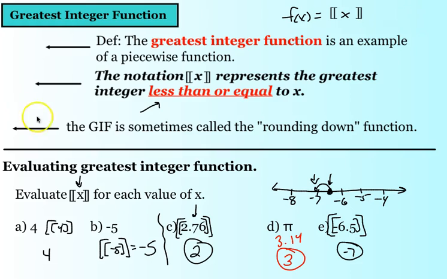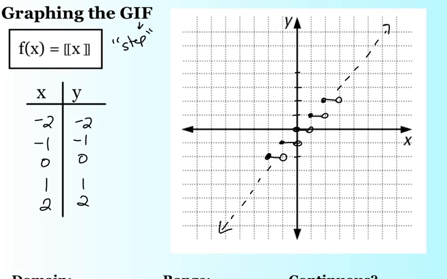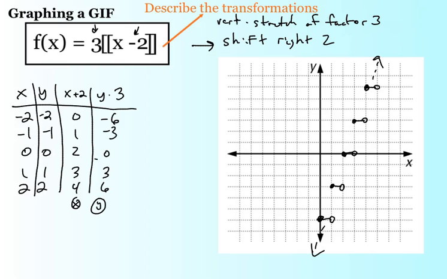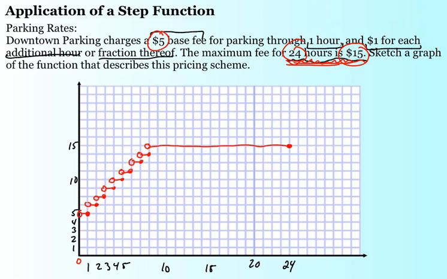So once again, you got to be able to just evaluate. Like if you know you're doing a greatest integer and it's 2.76, you know the answer is 2. And you also need to know your parent function so you can actually graph a step function and then hopefully apply it to some applications.